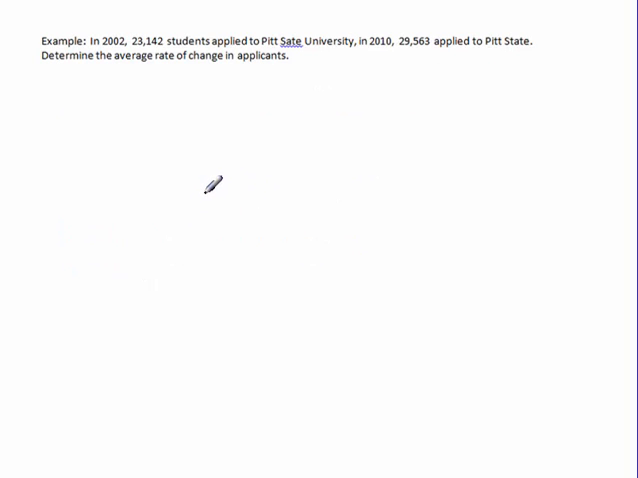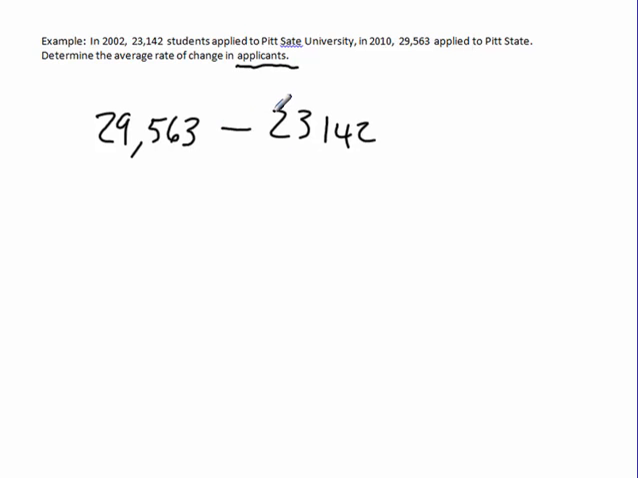So let's find the average rate of change in applicants. What's the rate of change in applicants over the span of those 8 years? We want to find the change in the number of applicants. So we would say 29,563 minus 23,142 over... Well, what year did they have 29,000? That happened in 2010. And 23,000 applied in 2002.